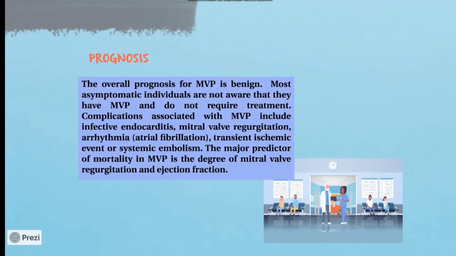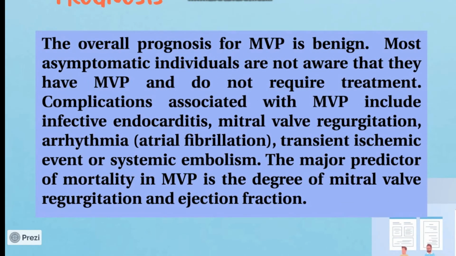The overall prognosis of mitral valve prolapse is benign. Most asymptomatic individuals are not aware that they have mitral valve prolapse and do not require treatment. Complications associated with mitral valve prolapse include infective endocarditis, mitral valve regurgitation, arrhythmia, transient ischemic event, or systemic embolism. The major predictor of mortality in mitral valve prolapse is the degree of mitral valve regurgitation and ejection fraction.